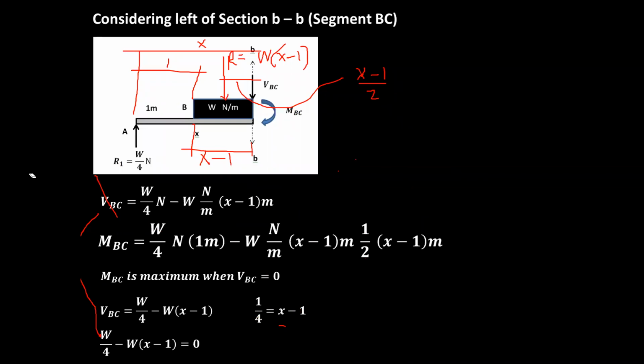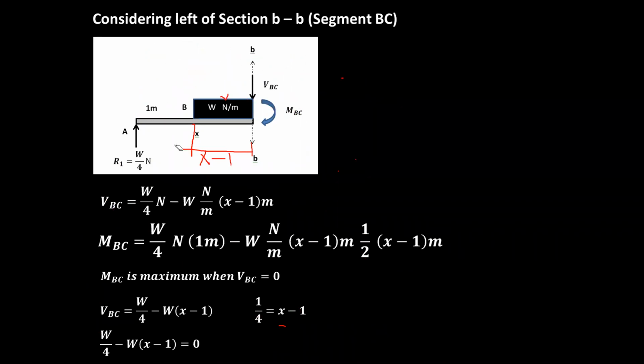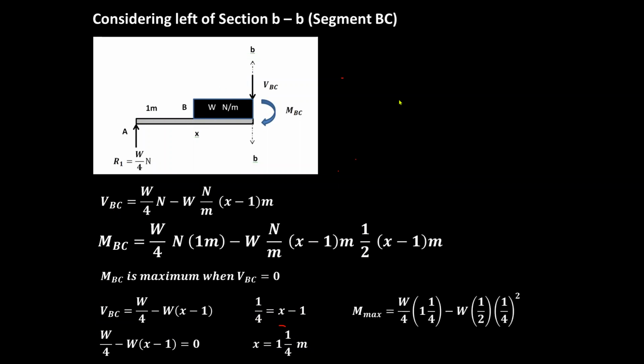With this, we can now calculate the value of our X. And what is the value of our X? 1 1/4 meters, or 1.25 meters. Since we now know X, we can compute our maximum moment. In terms of W, 0.28125 W is the result we got for our maximum moment. The maximum moment will help us find the weight W that we are looking for.